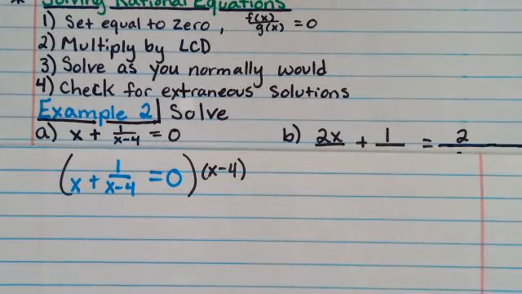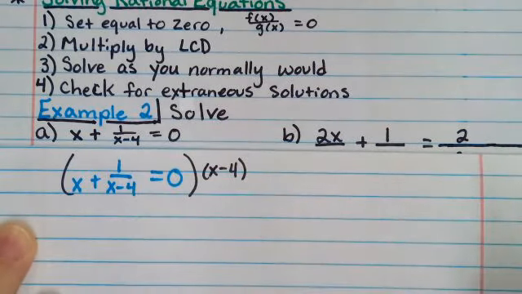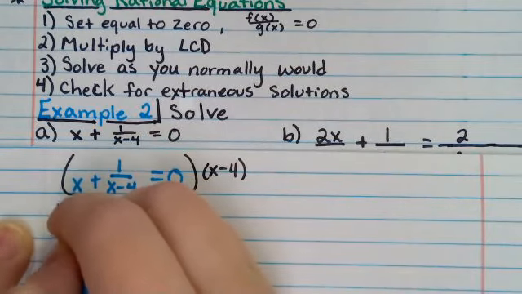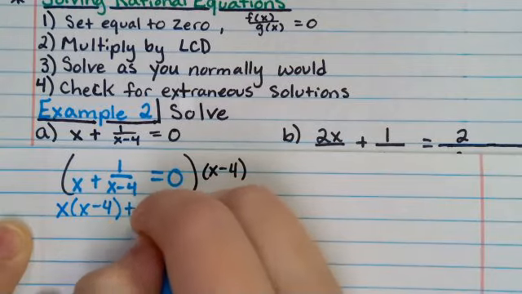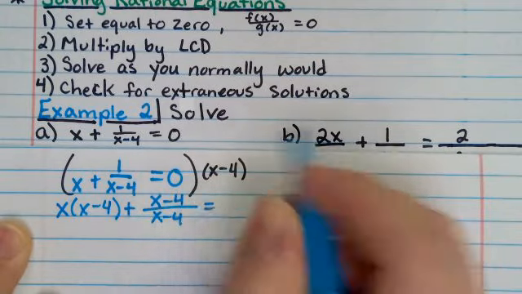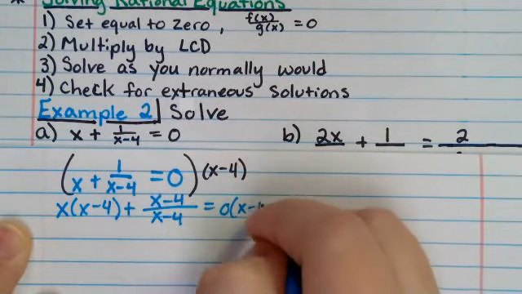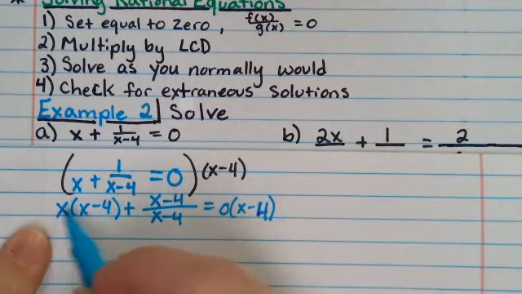Now what this does, I'm going to show you, I don't normally write out all of the steps here, but I'm going to show you what it would end up being like. Because this x minus 4 gets distributed to each part of the equation. So this is x times x minus 4, plus we would have x minus 4 divided by x minus 4, and then we would have 0 times x minus 4.